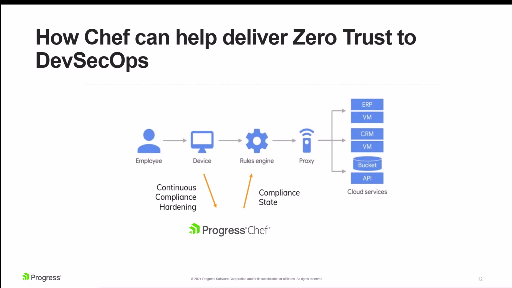Now, the rules engine accesses this information to check things like when was the last time the cookbook or compliance scan was run against the system, or whether the compliance scan was successful or passed. With this information, it can determine whether or not access should be permitted or denied to these cloud resources.